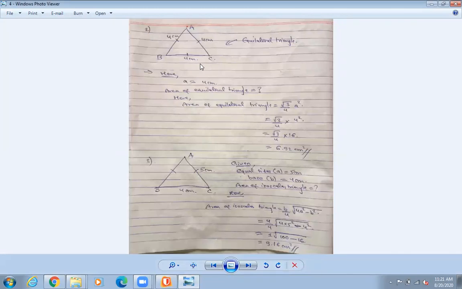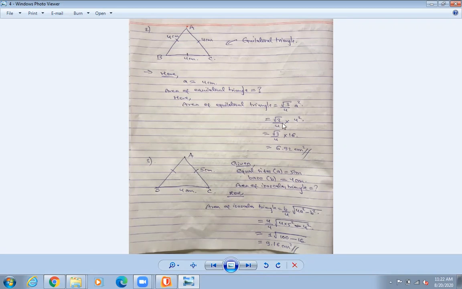Okay, so this is the next figure. You can see all sides are equal. That means it is an equilateral triangle. All sides are equal, so let us consider this as A. A is equal to 4 centimeter. So area of equilateral triangle equals question mark. The formula for the equilateral triangle is root 3 by 4 A square. So here, area of equilateral triangle equals root 3 by 4 A square.